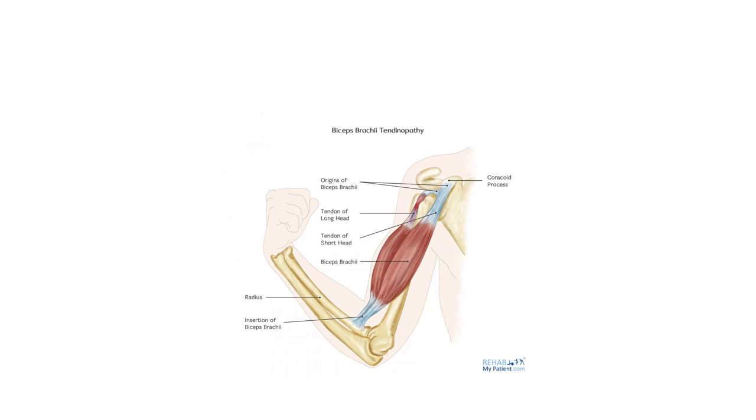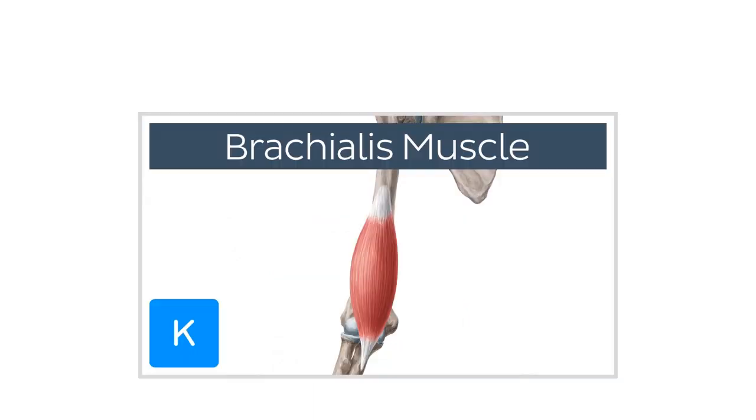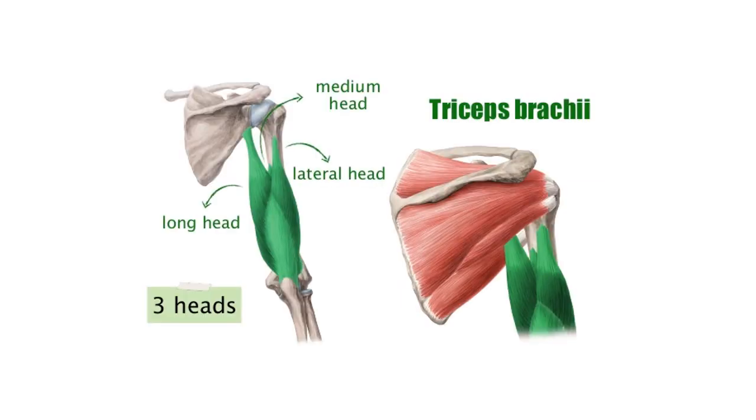The main function at the elbow joint is supination, and this is examined by the Yergason test, which is active resisted supination of the forearm. Also, the biceps muscle will assist the brachialis in flexion of the elbow. Brachialis muscle originates from the humeral shaft, inserts on the ulna, and its nerve supply is the musculocutaneous nerve. The main function of the brachialis is flexion of the elbow joint.